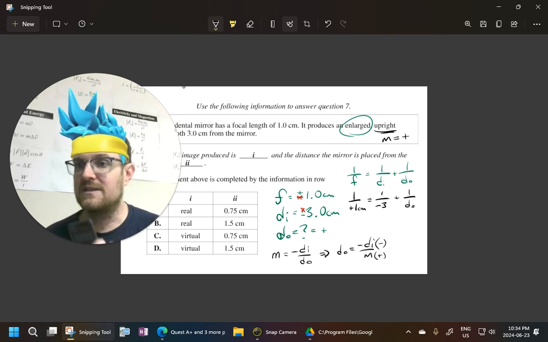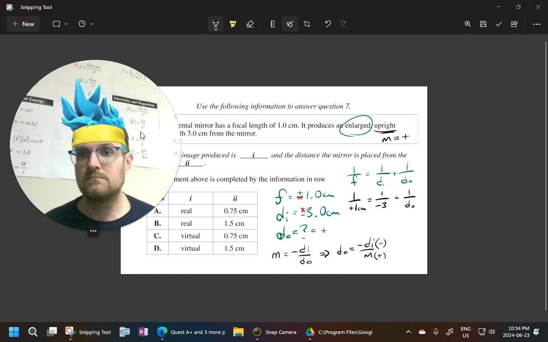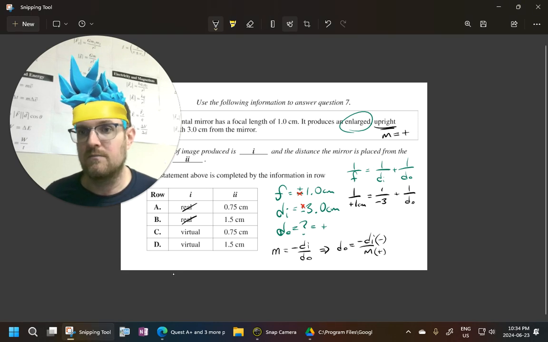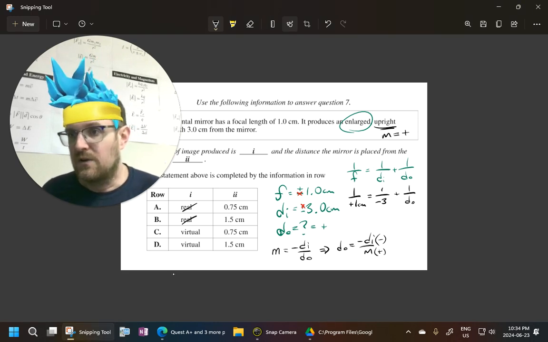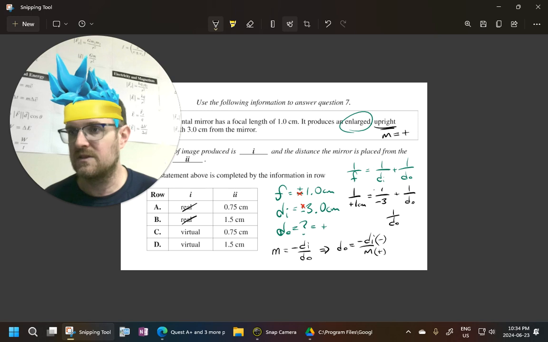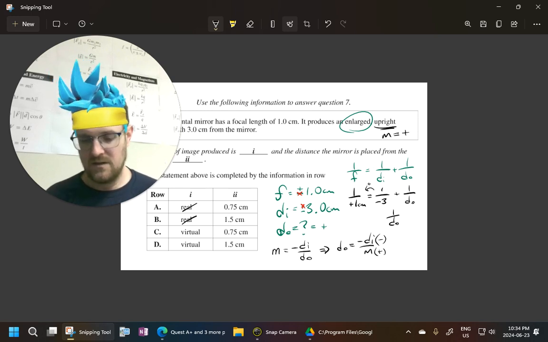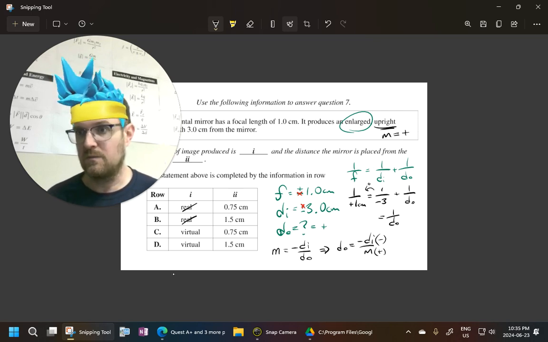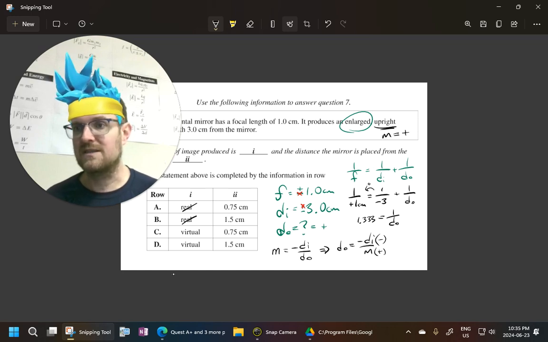Okay. So since the di is negative, we know that this is a virtual image, right? So I can cross off these two here. Okay. Now I can go through and solve for do. So I'm going to add over 1 over do, I'm just going to take this and add that over to that side there. So 1 plus 1 over 3. And then I'm going to flip that over. So this ends up being 1.333, et cetera, et cetera. Take the inverse of that, the reciprocal of that, and you get 0.75.